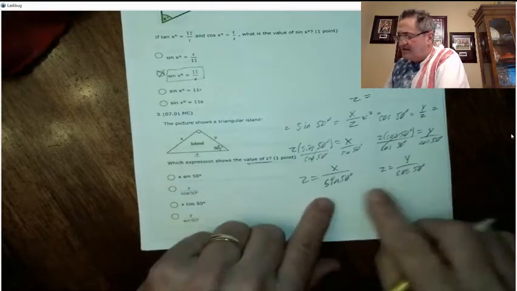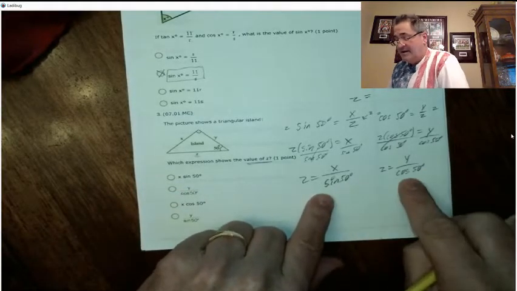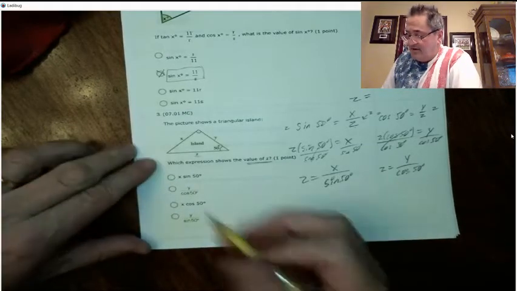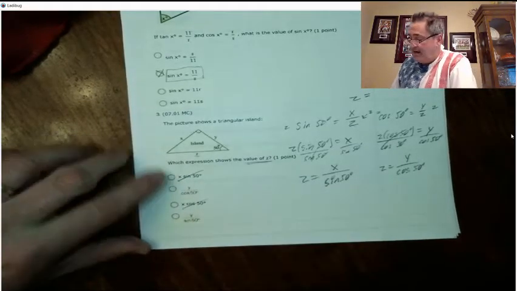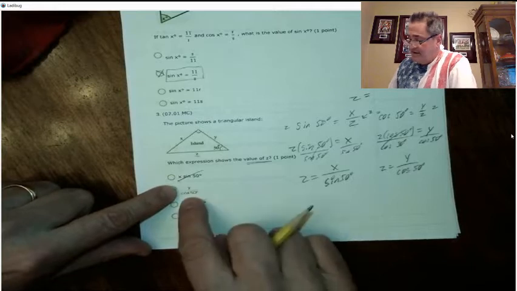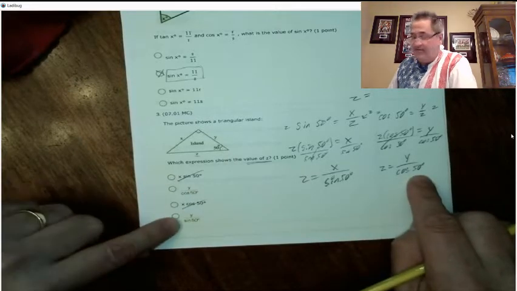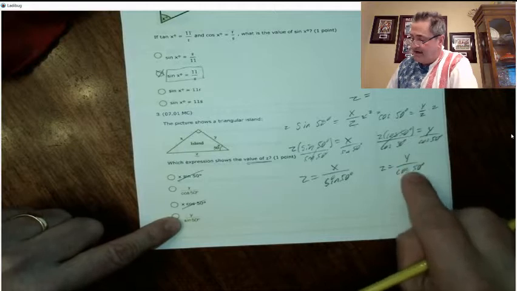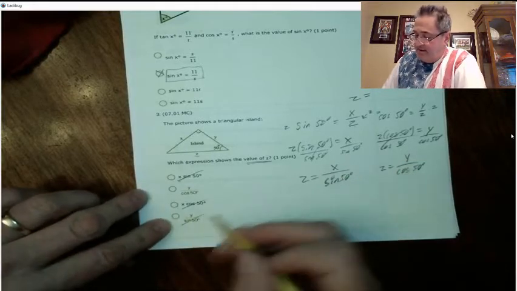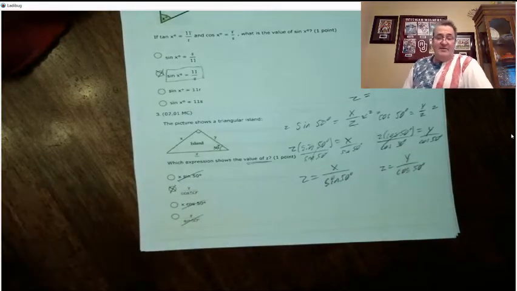It's either x divided by the sine or y divided by cosine. It's not times, so it's not either one of those. Y divided by cosine of 50 degrees. There it is. Or y divided by the sine? No, y was the cosine. X was the sine. So it's not that one. Right there. Y divided by the cosine of 50 degrees.